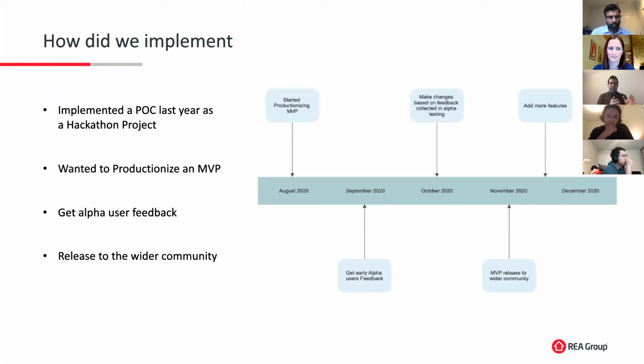We implemented Amundsen as a POC last year as a hackathon project, and we really liked it. Then, as Stacy told, after comparing more options, once we decided to go with Amundsen as the choice of our data catalog, we wanted to productionize it as an MVP and get some quick alpha user feedback, and then release it to a wider community once we had that feedback. And that's exactly what we did. A pair spent around 4 weeks to get this running as a productionized MVP. Then we went to our alpha users to get that important feedback. Once we had it, again a pair spent around 4 weeks to make customizations and release the MVP to the wider community.